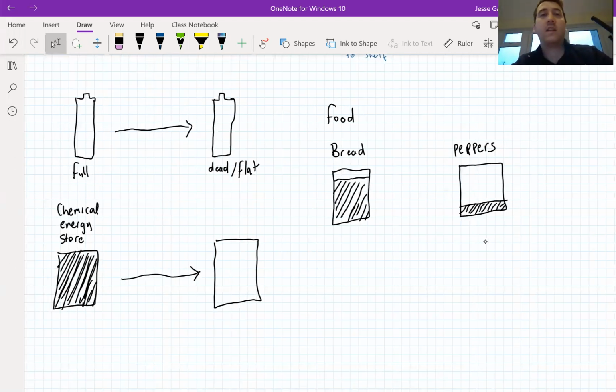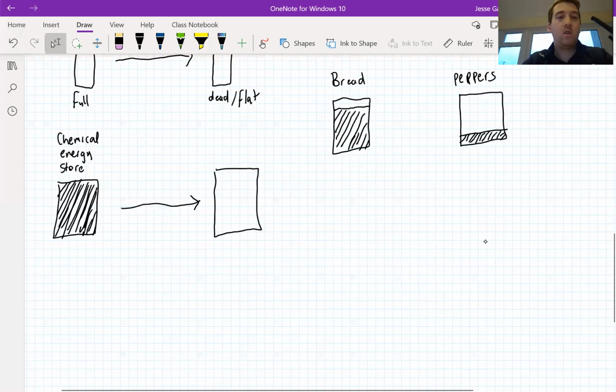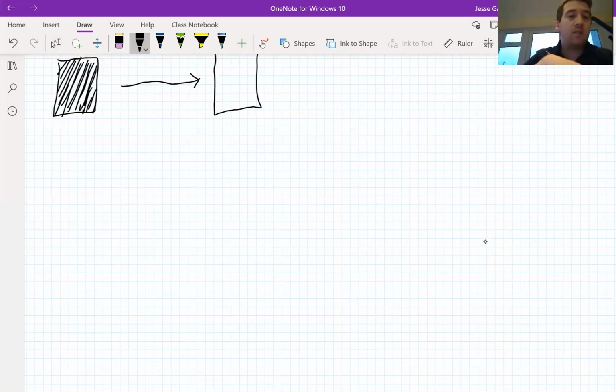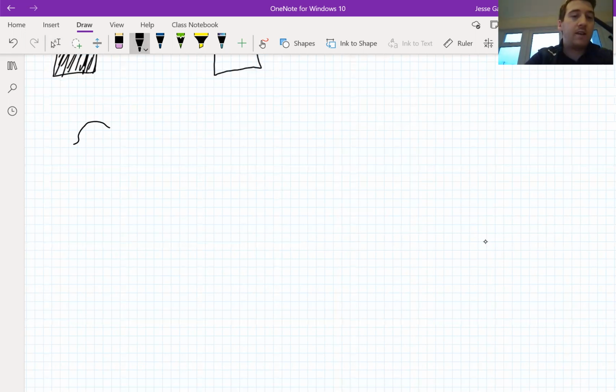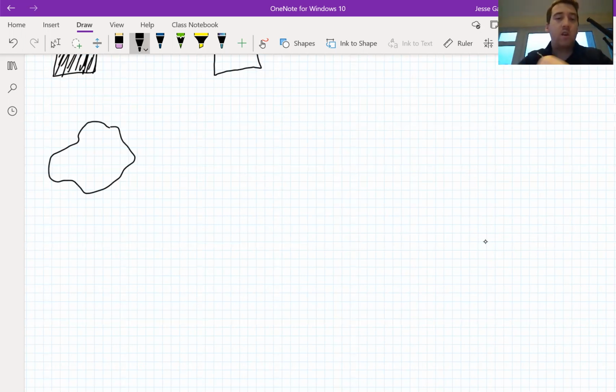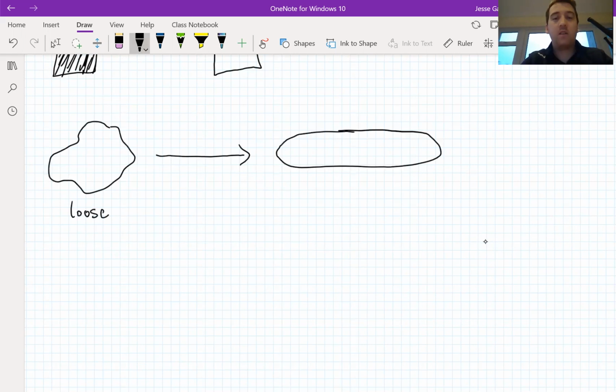All right, we're going to take a look at the 5th energy store now. Imagine you have an elastic band, and the elastic band is just loose. If you take it out of the packet, it's just loose. It's not stretched tight. Now you take that elastic band and you stretch it out and you hold it stretched. It's now stretched. Something has happened to it.